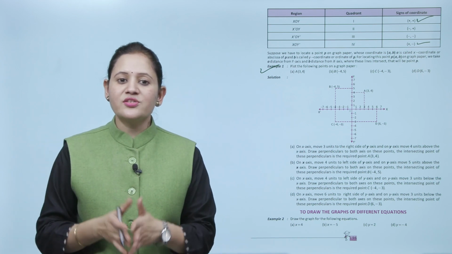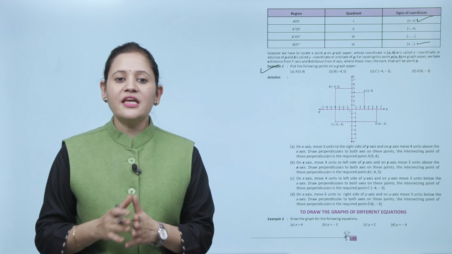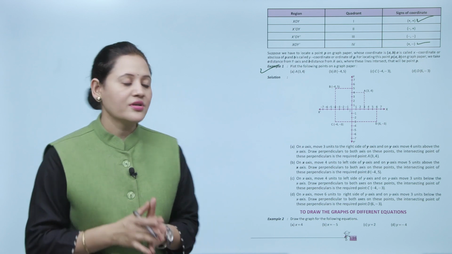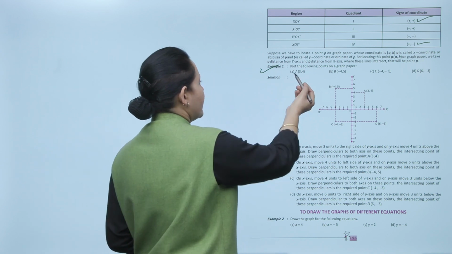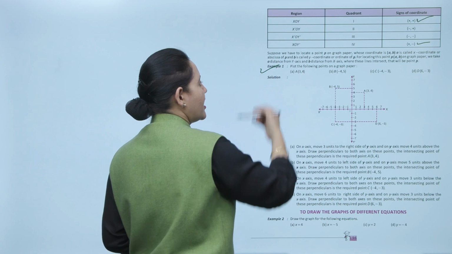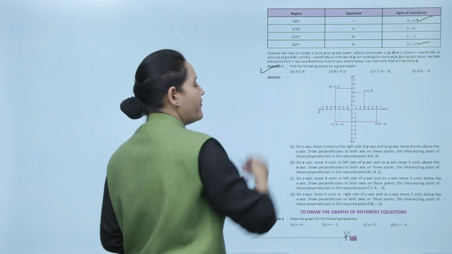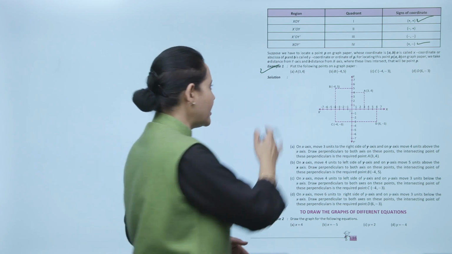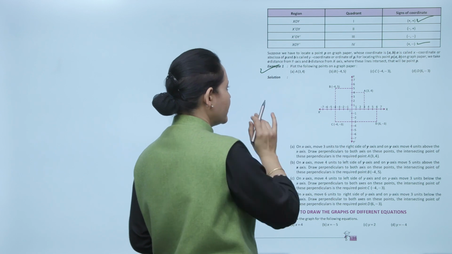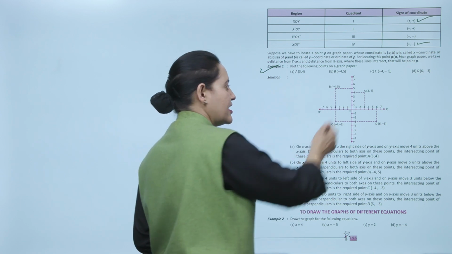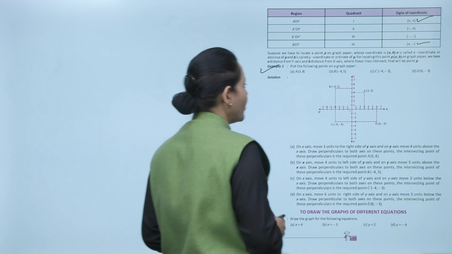Plot the following points on graph paper. A point at 3 and 4. So 3 will be on the x-axis and 4 will be on the y-axis. 3 is abscissa and 4 is ordinate.